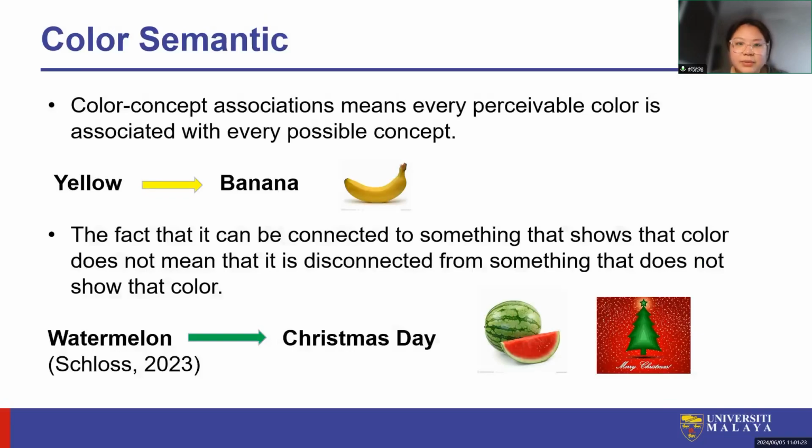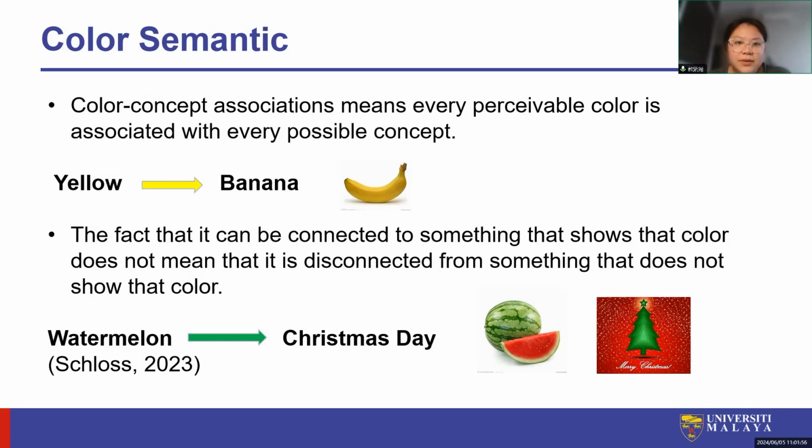By life experience, color terms don't only represent colors. People associate many things with colors when they see them. Based on this, we found a scientific explanation for this in our reading of the literature. That is, color concept associations. It means every perceivable color is associated with every possible concept. For example, mentioning yellow may lead to think of a banana, because generally a banana is yellow.